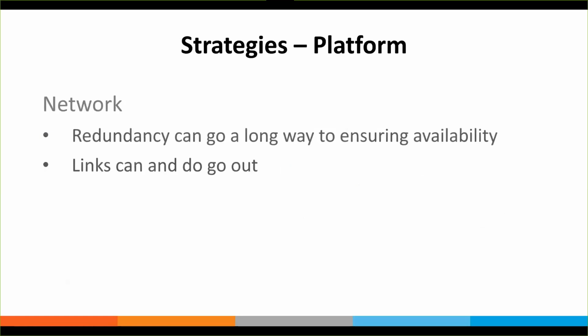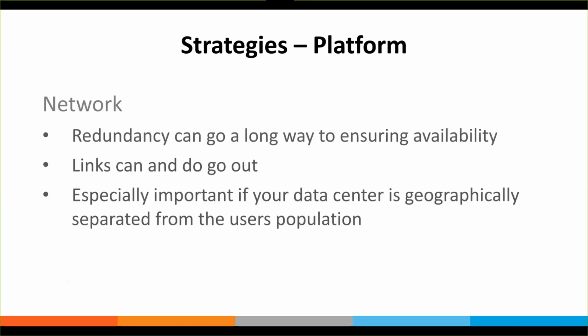With network, redundancy goes a long way because links are going to go out. This is especially important if your data center and your users aren't geographically together. If you've got scattered users, you really need to watch your network redundancy. Have a second ISP.